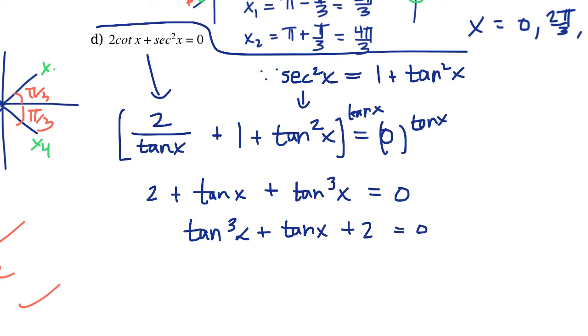And how do we go about solving this equation? Well, again, that's sort of ugly. So I'm going to make a substitution. Let u equals tan x. So then my equation becomes u cubed plus u plus 2 equals 0.